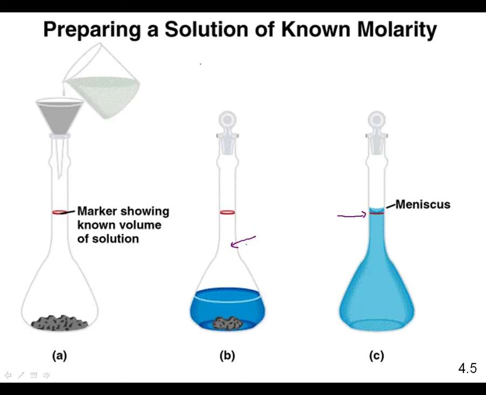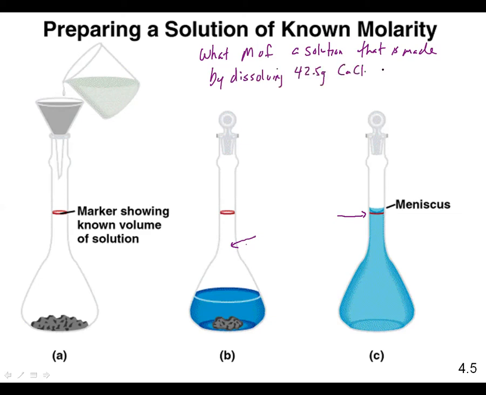Why don't you try this one? What is the molarity of a solution that is made by dissolving 42.5 grams of calcium chloride in enough water to make 250 milliliter solution?